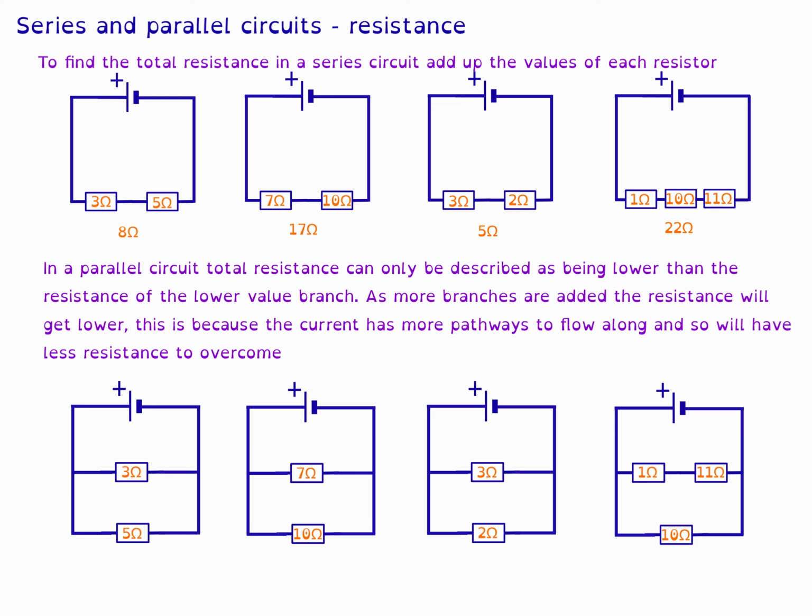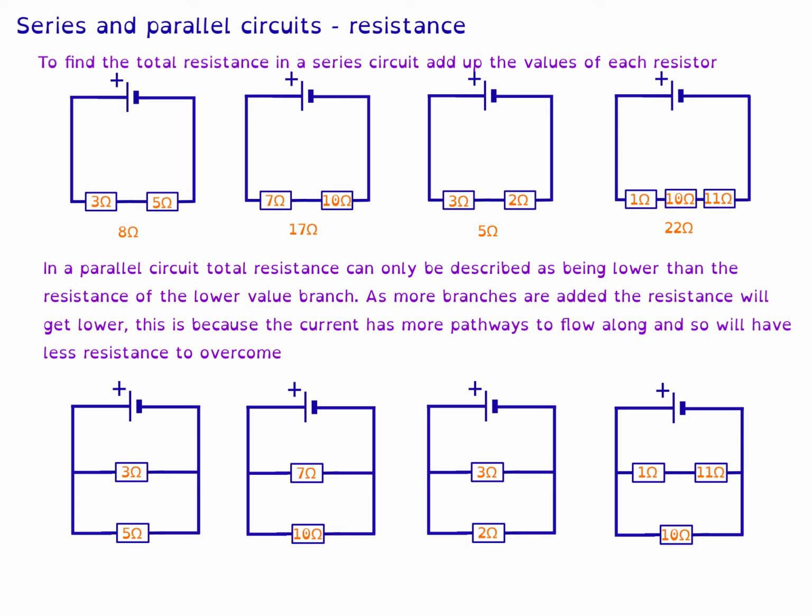In a parallel circuit, total resistance can only be described as being lower than the resistance of the lower value branch. As more branches are added, the resistance will get lower because the current has more pathways to flow along and so will have less resistance to overcome.